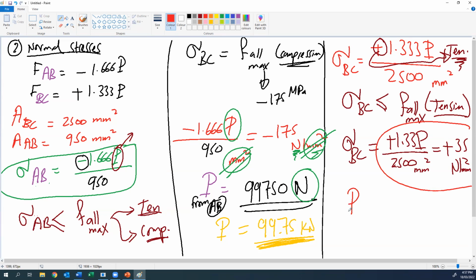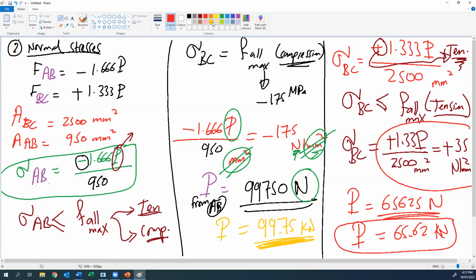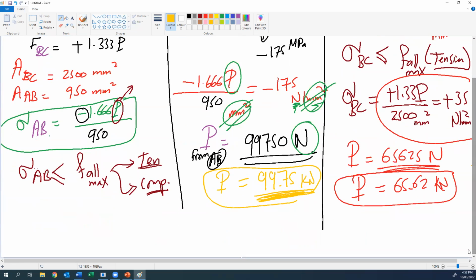we know that B will be equal to 65,625 Newton. Okay, and to make it smaller, we will divide it by 1000, so it becomes 65.62 kilonewton. This is the value of B. So we have two values of B now: the value of B from member AB, and the value of B from member BC.